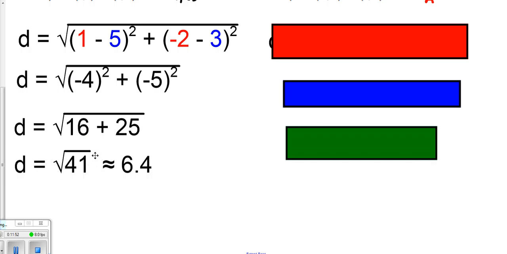Type this into our calculator, get the square root of 41, which is going to be about 6.4. Now we wouldn't say it's exactly 6.4, we wouldn't say equals, we have to say it's approximately, so we use this squiggly equal sign. But in the end, this would be the distance between those. It's about 6.4 units away.